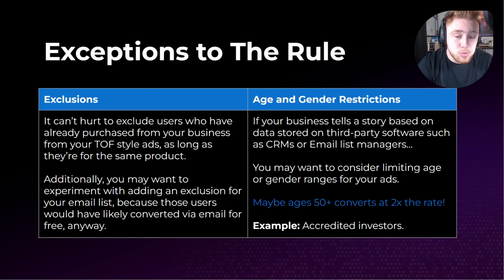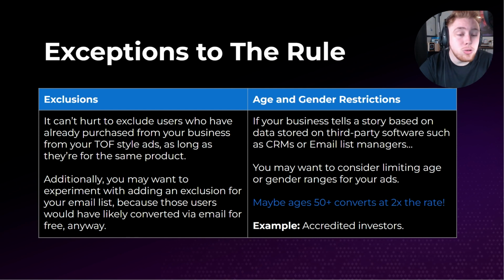And there are some exceptions to what we just spoke about. So for exclusions, I know I just said use broad with no exclusions, but there are some instances where it might be worth adding some exclusions or age and gender restrictions. Yes. For exclusions, maybe your email list or your CSV file of past purchasers. Does it make sense to retarget people that have already bought from your business? Or, more importantly, that are already on your email list and receiving emails? Probably not. Maybe an email would have converted them anyway.